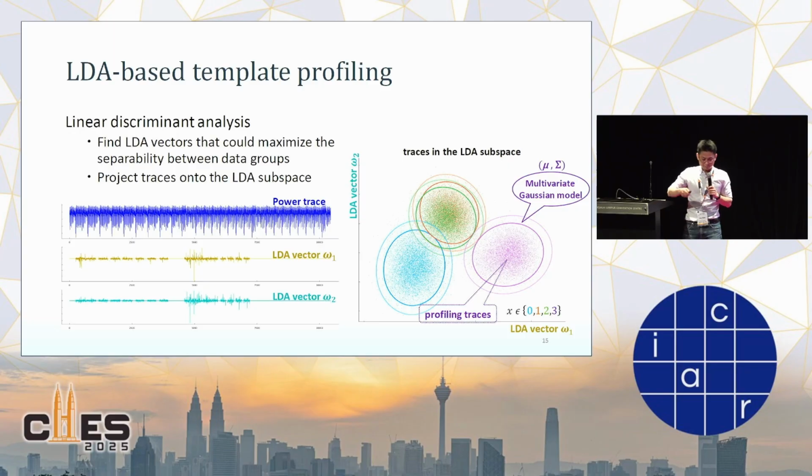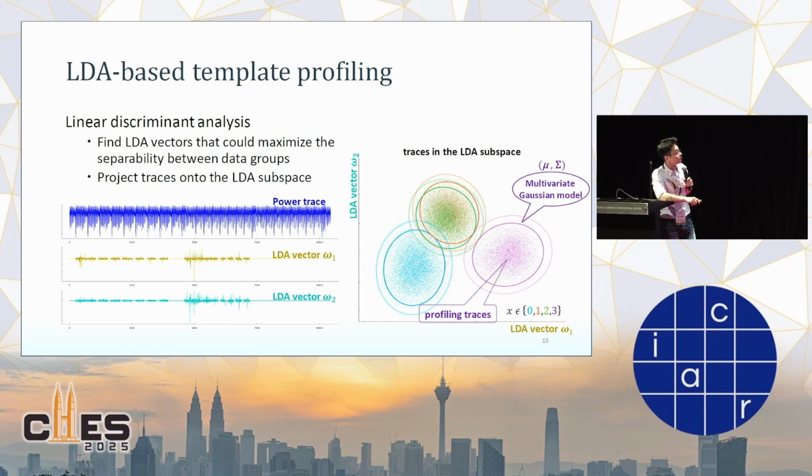Now, let me skip ahead a little bit and talk about the background. In order to achieve an extremely high template accuracy, we utilize the help of linear discriminant analysis. So in the LDA-based template attack, we first use LDA to find vectors that maximize the separability between data groups. And then we project our profiling data set onto this LDA subspace.